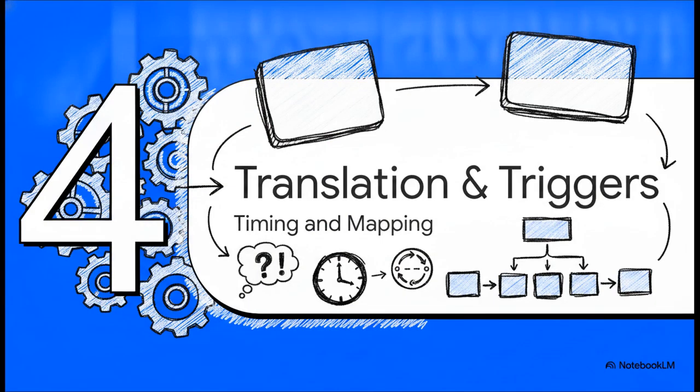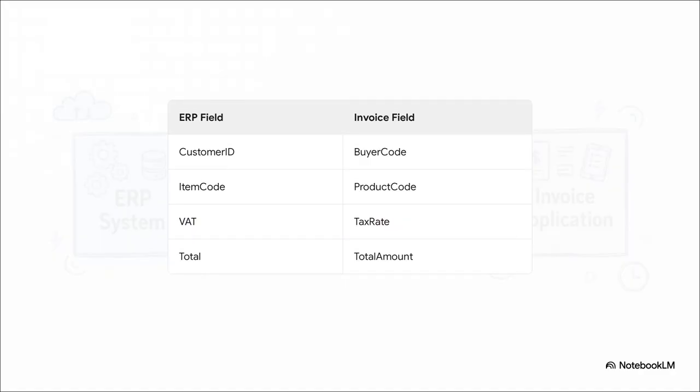Section 4, translation and triggers. Timing and mapping are everything. Let's dive into the technical nuances of how these two very different systems actually learn to speak the exact same language. Because the reality of integration is that systems almost never use the exact same vocabulary.